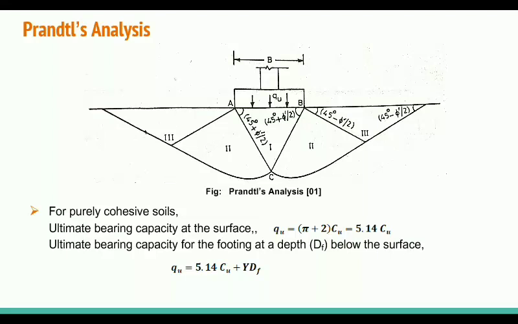q is equal to 5.14 cu plus gamma Df, where gamma is the unit weight of the soil below the footing, Df is the depth of the foundation, and cu is the undrained cohesion of the soil. So these are the two formulas by which we can calculate the ultimate bearing capacity for the strip footing. We have taken the assumption that there is a strip footing.